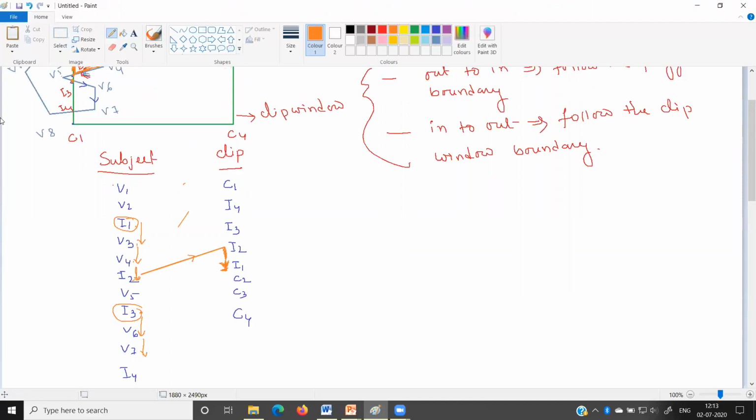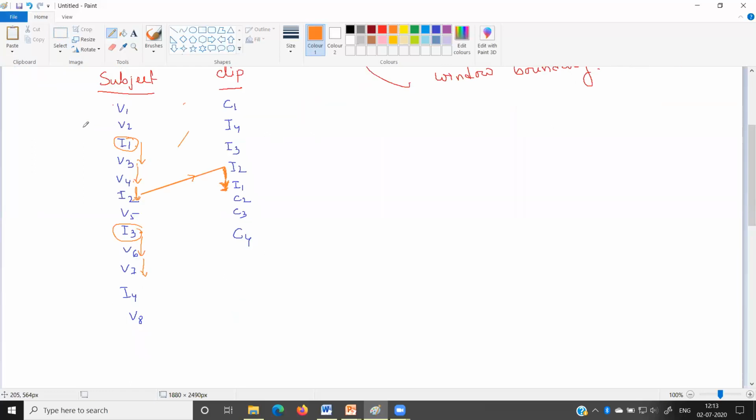Now from V7, while you are moving to V8, you can see you are moving from in to out. So while you are moving from in to out, you have to follow the clip window boundary. So while I am moving from V7 to V8, where do I have to stop? I have to stop at the point I4, which is the intersection point for the line V7, V8 and the boundary of the clip window. So from V7, I will move to the next intersection point I4 and I will stop.